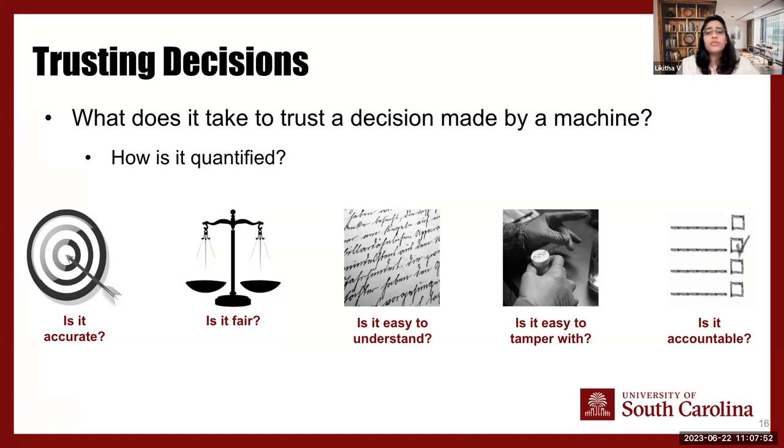We also want to make sure that these decisions are easily understandable to us as humans. We want to make sure that they cannot be tampered with by external sources as well, as in no one from the outside should be able to interact with the data or modify it without our knowledge or consent. And the last one is, are the decisions made accountable? In the sense that, can we go back and retrace our steps to see what has been happening to the machine and how the machine has been influenced by the data that it has been provided?